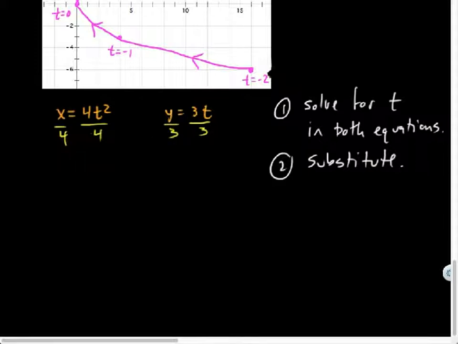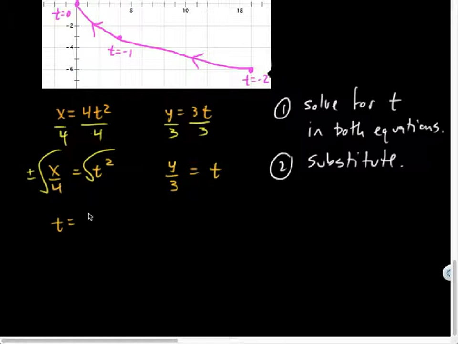Well, I'm using that color, why not? So I'll have x over 4 equals t squared. And over here I'd have y over 3 equals t. And what would I do to get this t by itself? Root, correct. And plus or minus, I wouldn't forget it. So t is equal to plus or minus the square root of x over square root of 4 is going to become positive 2 in that denominator.